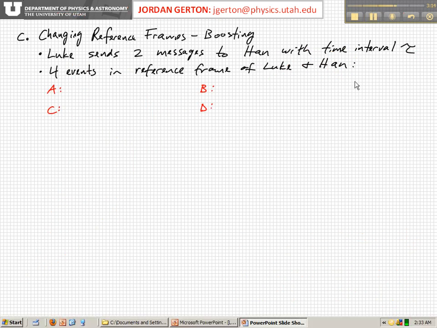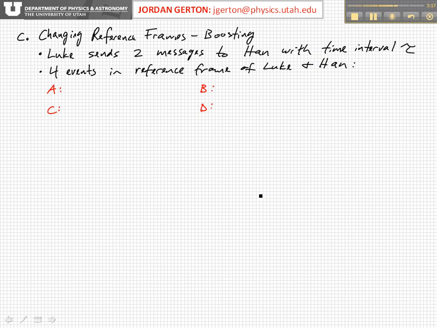Okay, now let's figure out what happens when you change between reference frames. How does the space-time diagram change when you go from one reference frame to another that's moving with respect to the first? This is called boosting. So to think about this, let's imagine that Luke sends two messages to Han with a time interval tau. So the time between the two signals that he sends we'll designate as tau, the Greek letter tau.